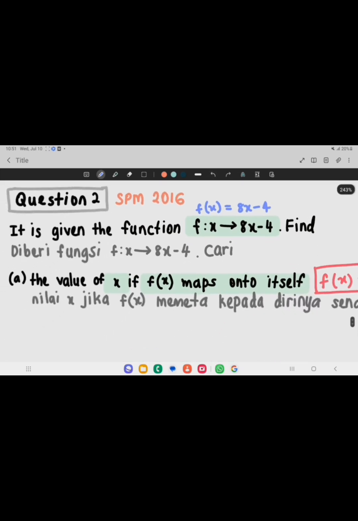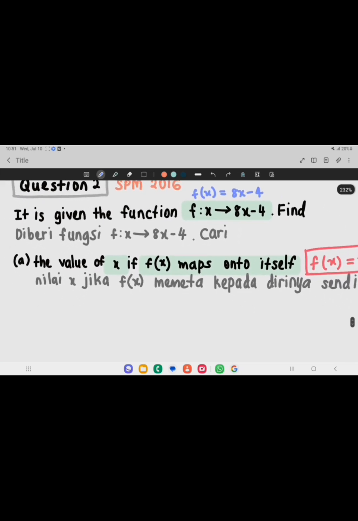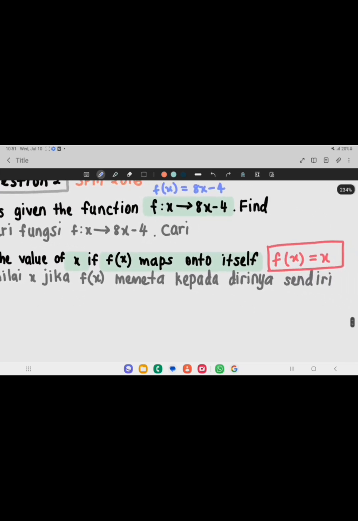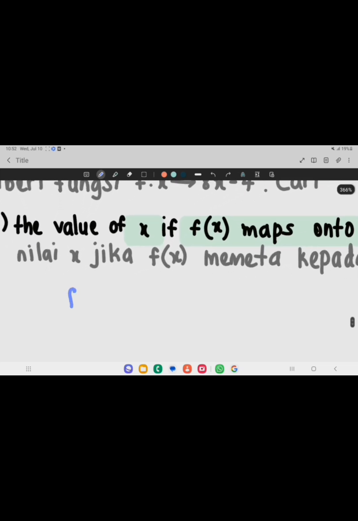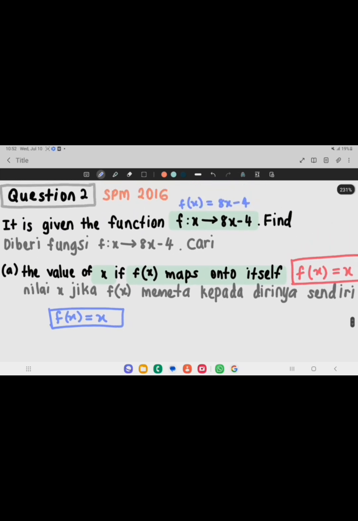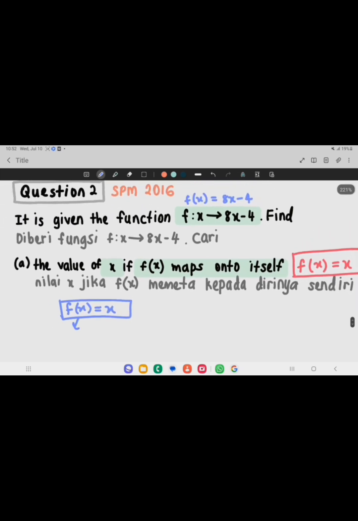So that's it now for the A question. It's very easy if you can change this sentence into the mathematical version. We have to find the x value if f(x) maps onto itself. Nilai x jika f(x) memetakan kepada dirinya sendiri. So, you know what the keyword is. Based on the keyword, we know that f(x) maps onto itself. This is what you have to know, otherwise you cannot answer this question. Once you know this, then the rest is very easy. So, what is your f(x)? Is your equation for f(x) given? Yes, it is given over here. So, what is the equation for f(x)? 8x minus 4, right?